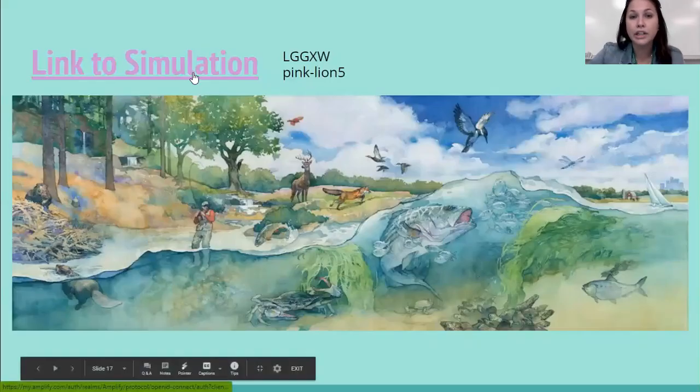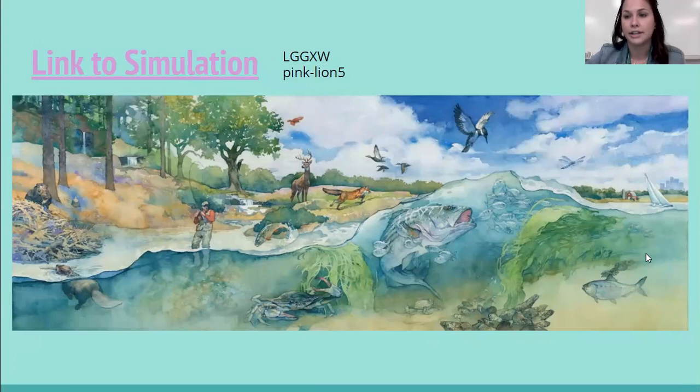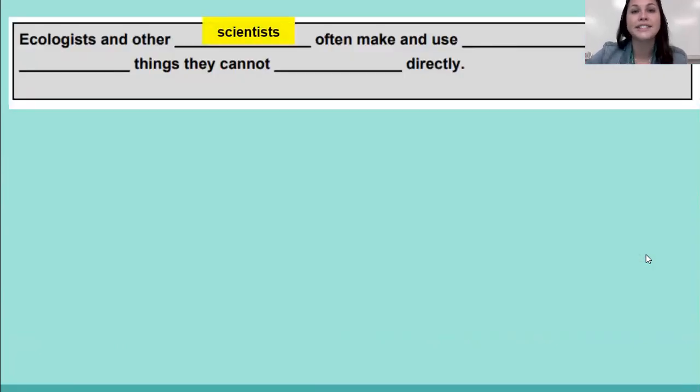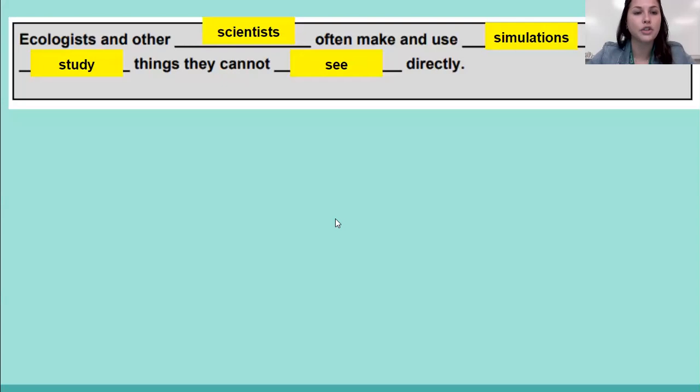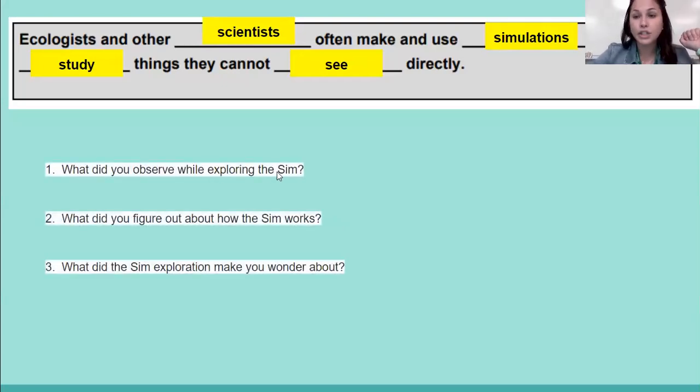Now, the last thing we're going to look at is a simulation. Ecologists and other scientists often make use of simulations to study things they cannot see directly. So we are going to look at the simulation to see something that we cannot see directly. As we go through this, I want you thinking about these three questions. What did you observe while exploring the simulation? What did you figure out about how it works? And what did the exploration make you wonder about?